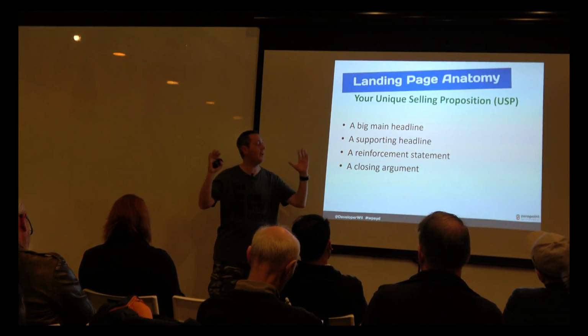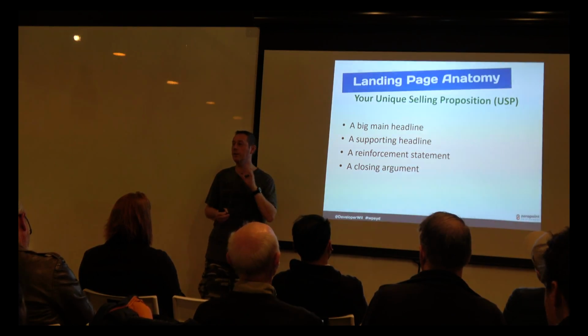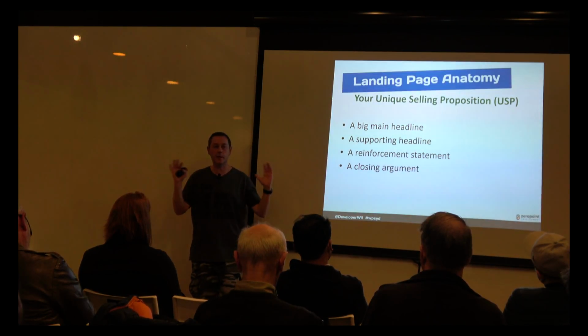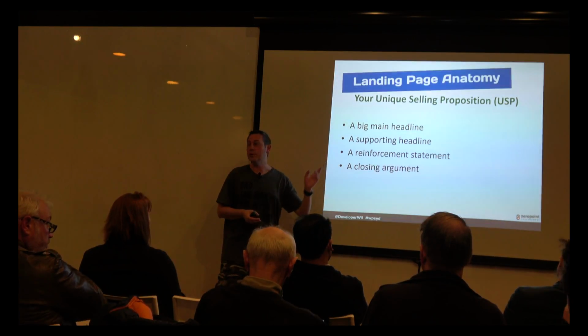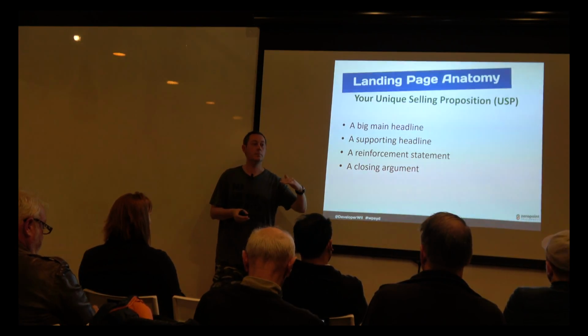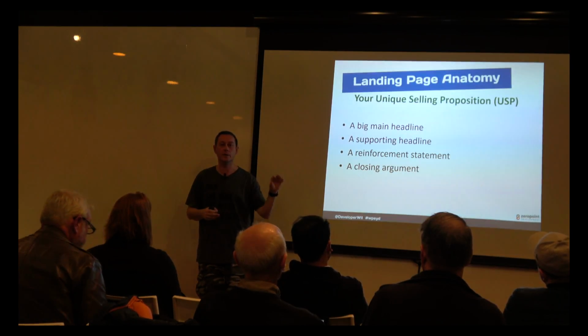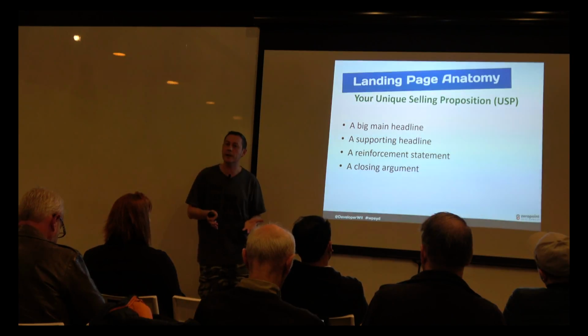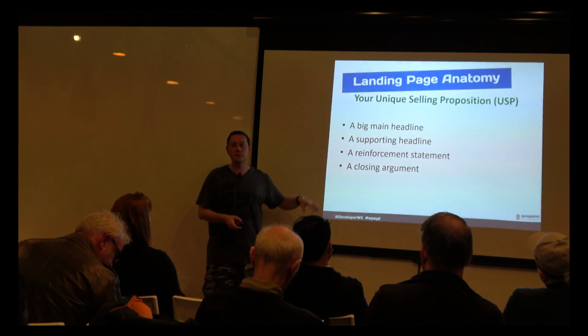That's why you need a big main headline to make sure they know that they've clicked from that ad and they're in the right place. So big headline to make sure that they know exactly where they are. You can put a supporting headline underneath that just to confirm exactly, because obviously big headlines have limited space. So you can have a sub-headline that gets a little bit more detail just to confirm again that they're in the right place. You can have reinforcement statements as well.